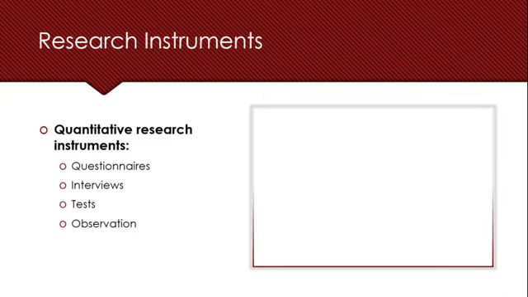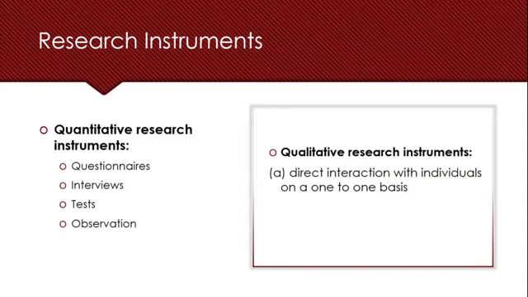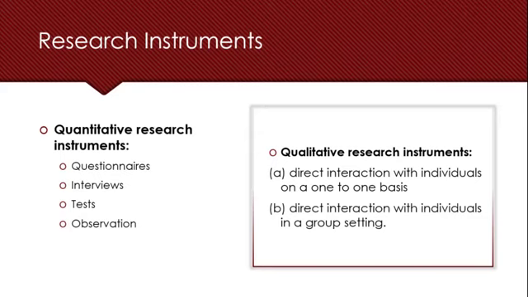Okay? So, research instruments, we have 2 types of research instruments. We have the quantitative research instruments and qualitative research instruments. On the quantitative part, you have questionnaires, interviews, tests, and observation. On the qualitative research instrument naman, you have direct interaction with individuals on a one-to-one basis or direct interaction with individuals in a group setting. So, for example, like FGDs or participation in a certain event or ritual or customs or gathering, depende sa iyong research study.